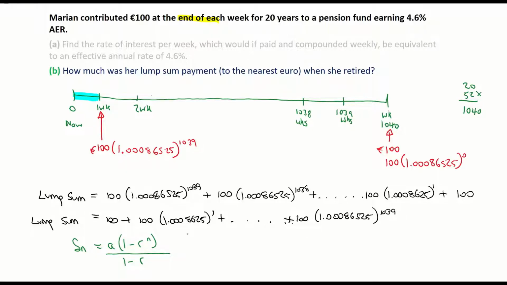Now, let me write down the pieces of information that I know. Well, we know that n is 1040. That's the number of weeks in the 20 years. My first term A is €100. And r is the ratio. What's it increasing by each week? Well, it's increasing by the power. So my r is 1.000865525. That's what it's going up by each week. And I'm going to put them into my formula now and evaluate that on the calculator.